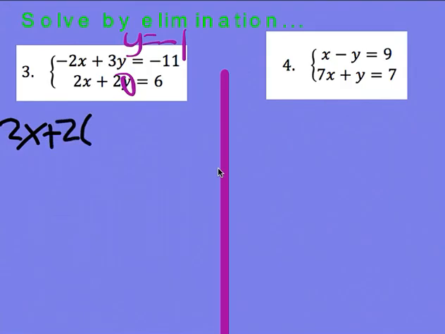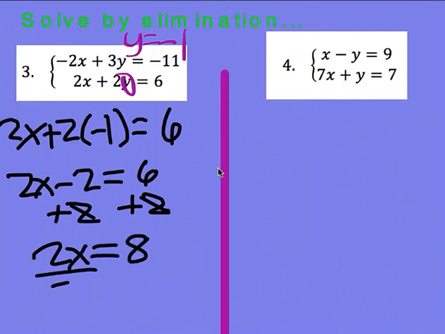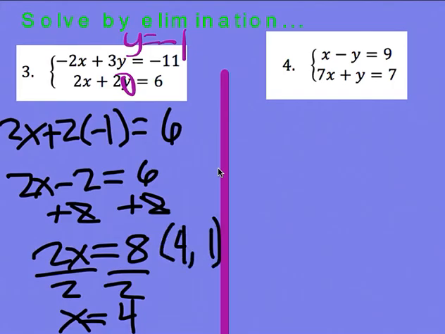So then I have 2x plus 2 times negative 1 is equal to 6. So then I get 2x minus 2 is equal to 6. So to solve for x, I need to add 2 to both sides. And when I do that, I get that 2x is equal to 8. Divide both sides by 2, and I get that x is equal to 4. Okay, so my y is negative 1 and my x is 4. So my answer is 4, negative 1 for number 3.